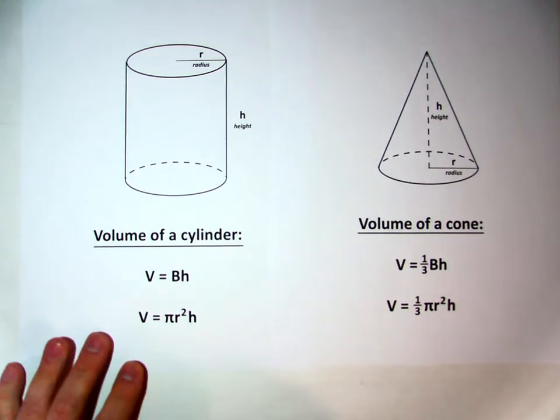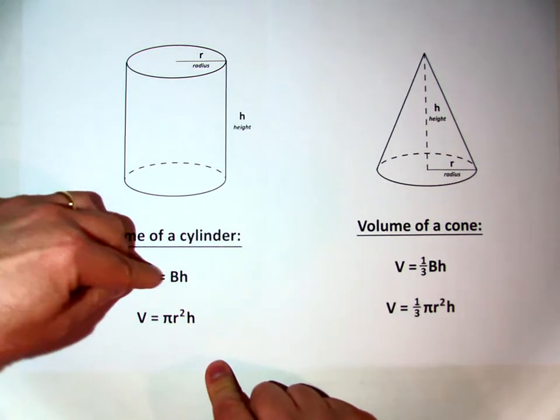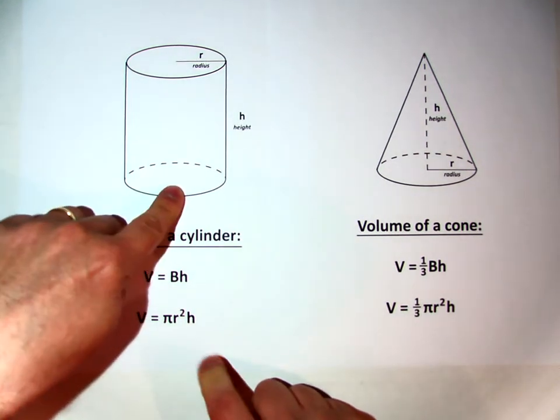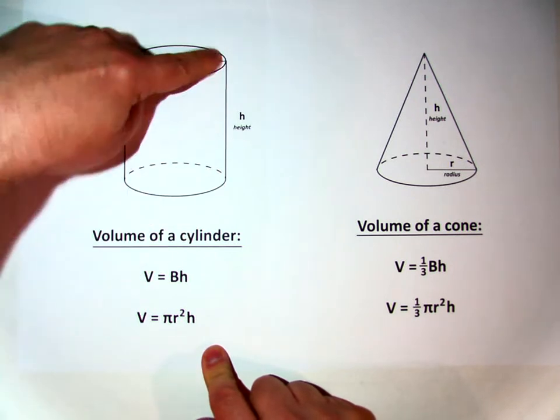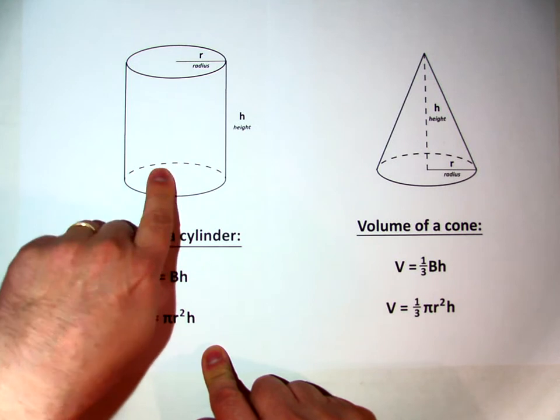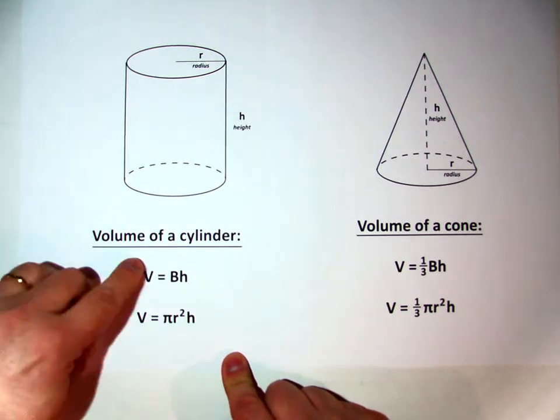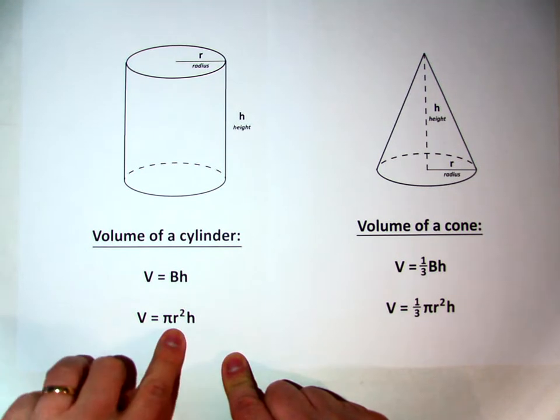And you know now that the volume of a cylinder, or any geometrical solid, is the area of the base, whatever the shape of the base is, times the height of the solid. So since for a cylinder the base is a circle, it's pi r squared, the area of a circle, times the height. That's the volume of a cylinder.